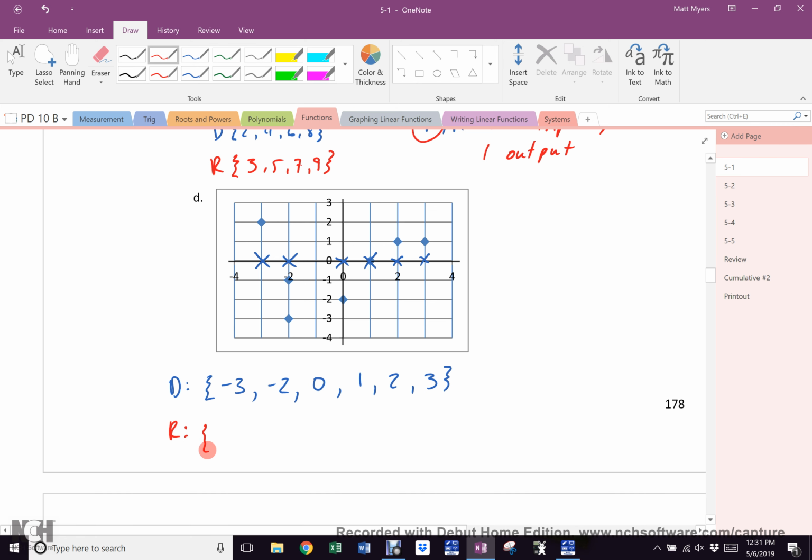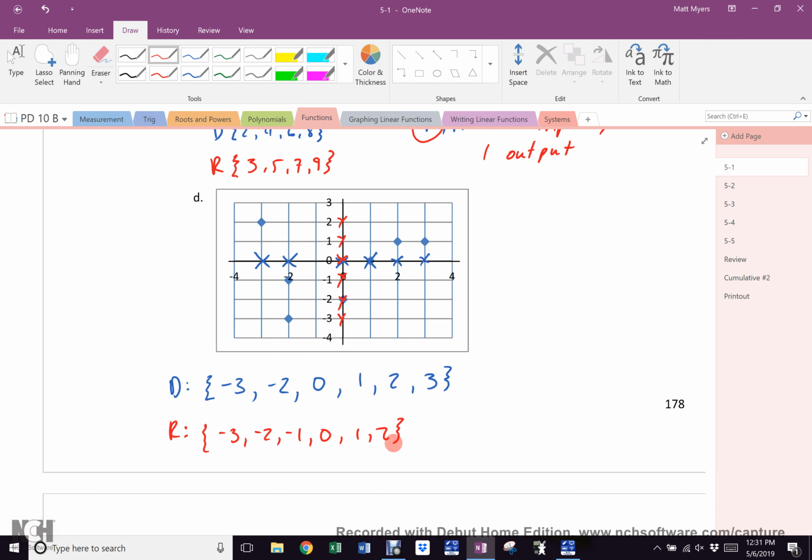Where do I look for range? On the y-axis. Where do I start? Because it's the lowest. So 1, y, y, y, y, and y. And what do I find? Negative 3, negative 2, negative 1, 0, 1, 2. Agreed? Function or relation?